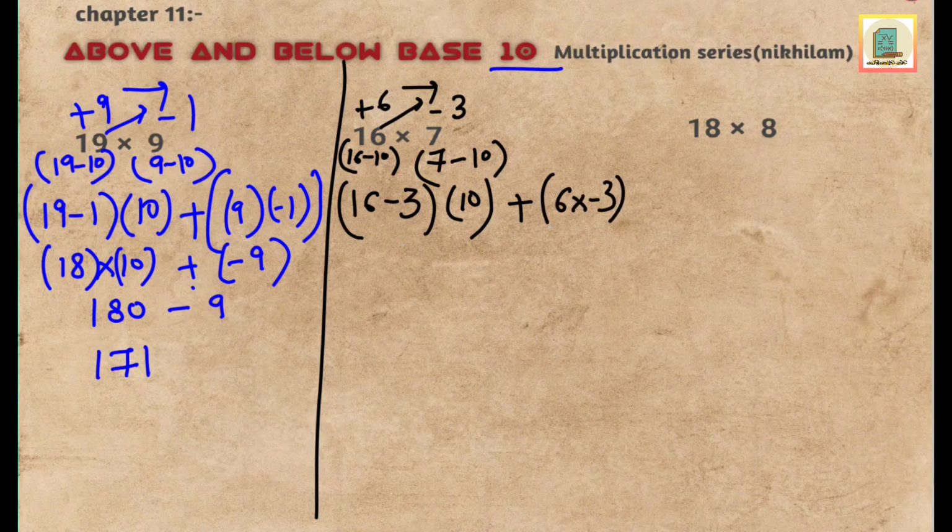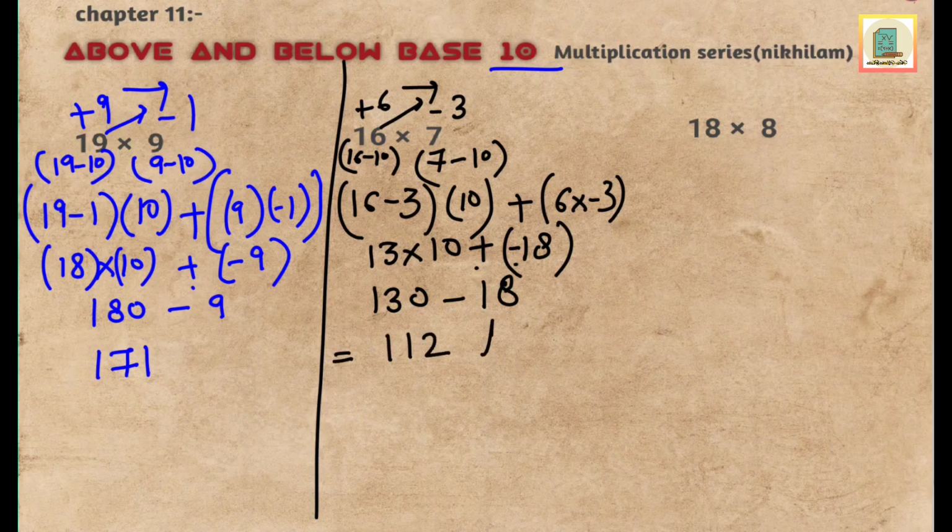So 16 minus 3 gives you 13, multiply by 10. Now here 6 multiplied by 3 gives you 18, and minus 3 gives you minus 18. So 13 multiplied by 10 gives you 130. Plus minus gives you minus, so 130 minus 18. So the final answer is 112. Now let's come on to the last question, which is 18 multiplied by 8.